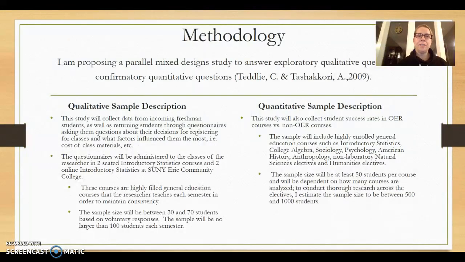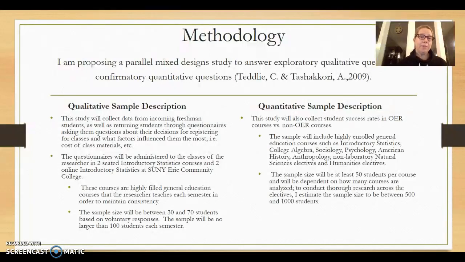So my methodology, since it is parallel, I will have a qualitative sample and a quantitative sample. Qualitative, the study will be done with questionnaires. They're going to be administered to my courses. I have 2 seated introductory statistics courses and 2 online. So I'll be able to test 2 different modalities of delivery.